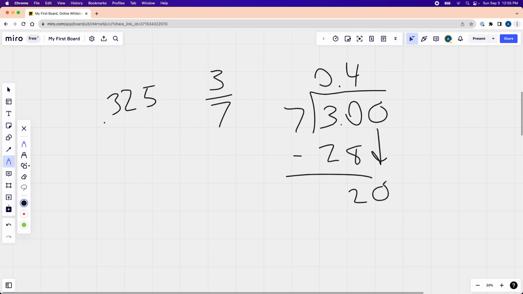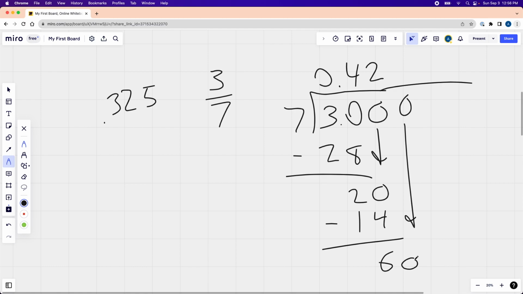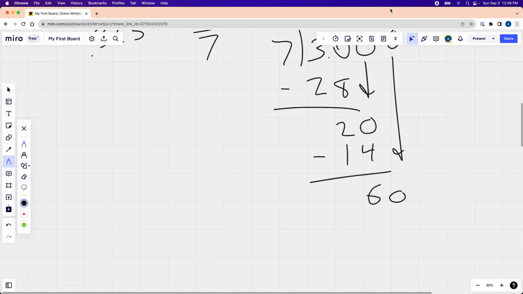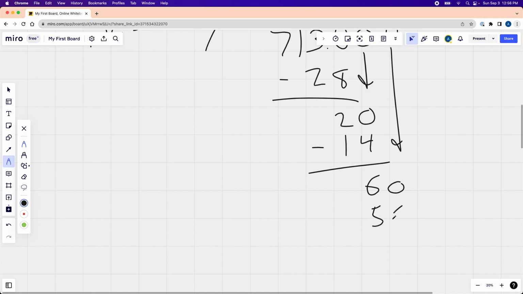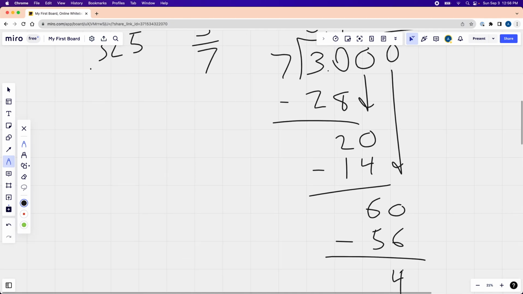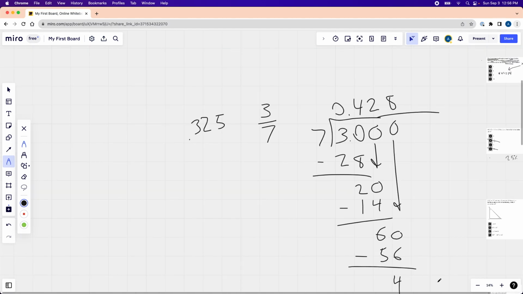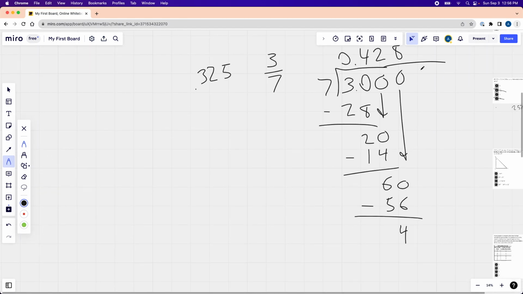Drop down a 0. How many times can 7 go into 20? That will be 2. 7 times 2 is 14. Subtract. Let's bring down our 6. Bring down another 0. 7 can go into 60 8 times. 8 times 7 will give us 56. Again, subtract. That'll give us a 4. Bring down another 0, starting to lose a little bit of room here. All right, bring down another 0.